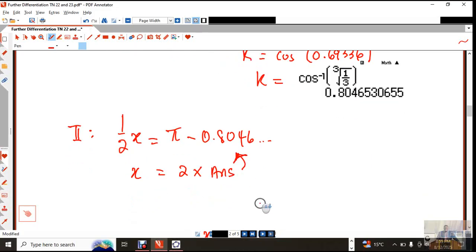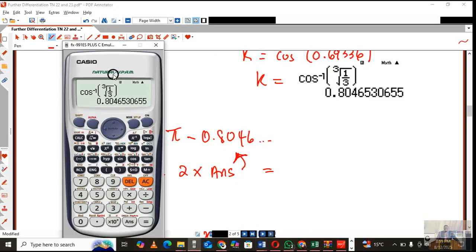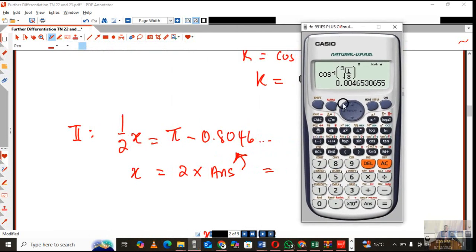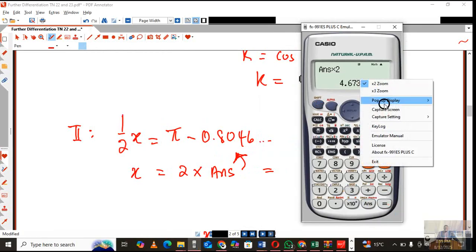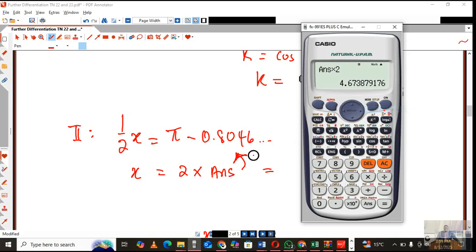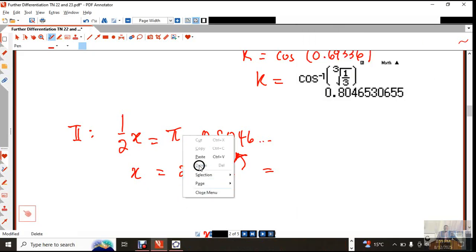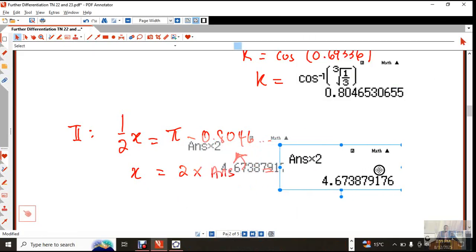So let's see what we are getting as a solution in the second quadrant. I'm going to do it step by step on the calculator. I'm going to say pi minus my answer. Then I'll multiply that by 2. So I'm getting 4.6 something. And if I capture that, this is my value of x.